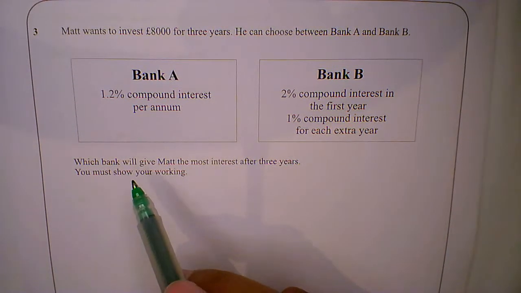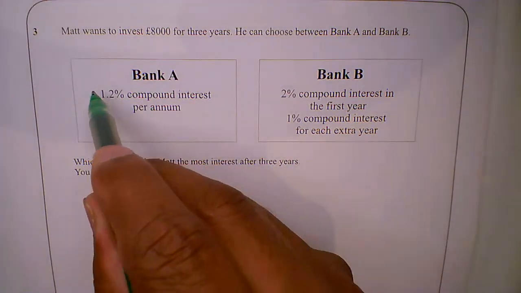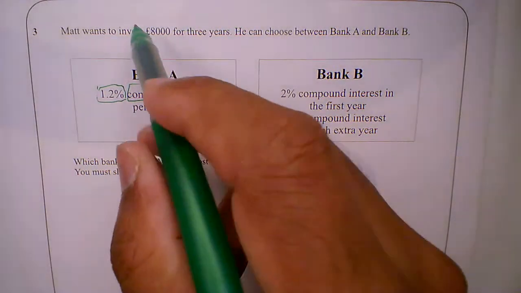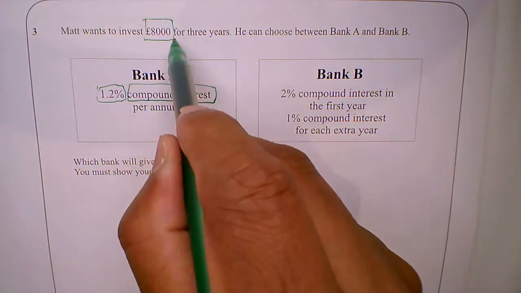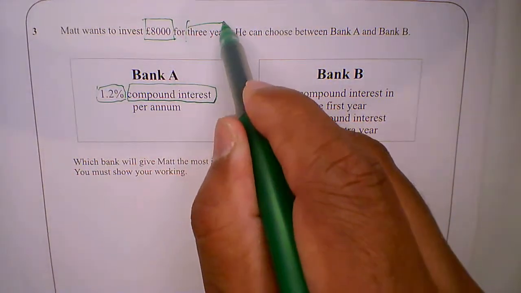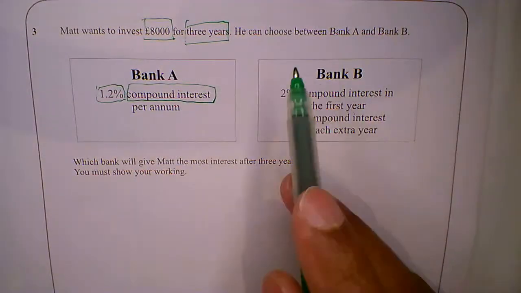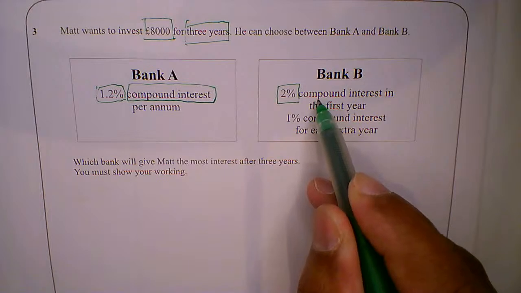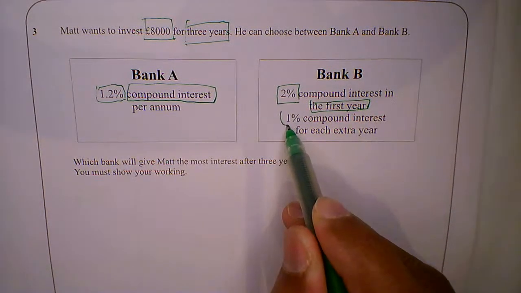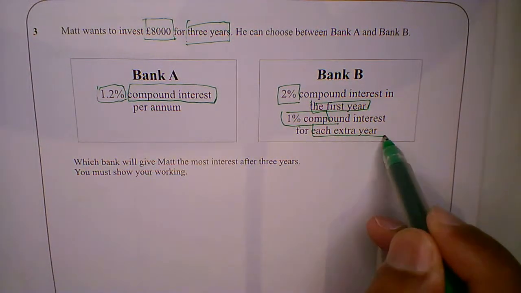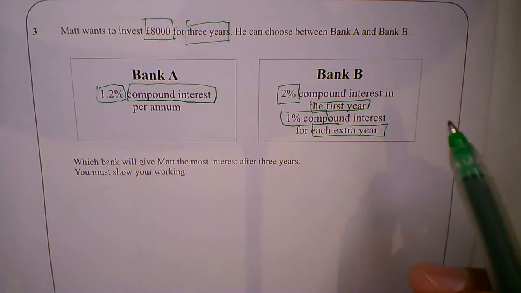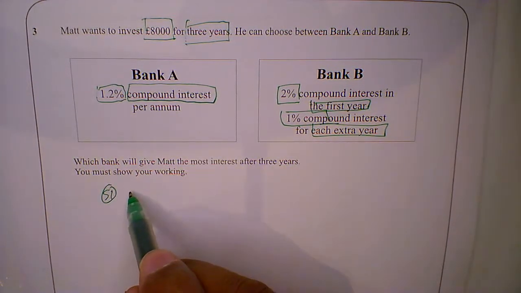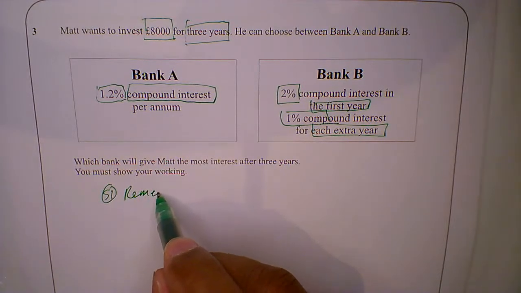So what topic is this? This is clearly compound interest. So we've got Matt, he wants to invest £8,000 for 3 years. And he's got these 2 banks he can choose from, and Bank B has 2% for the first year and then 1% for each extra year. So how do we do this? We need to remember how we work out compound interest.